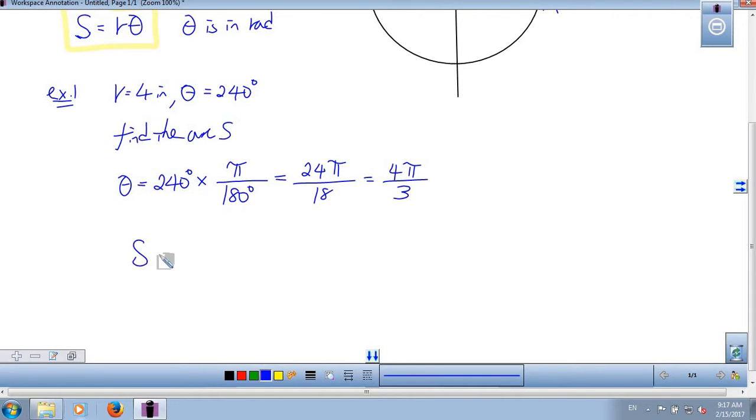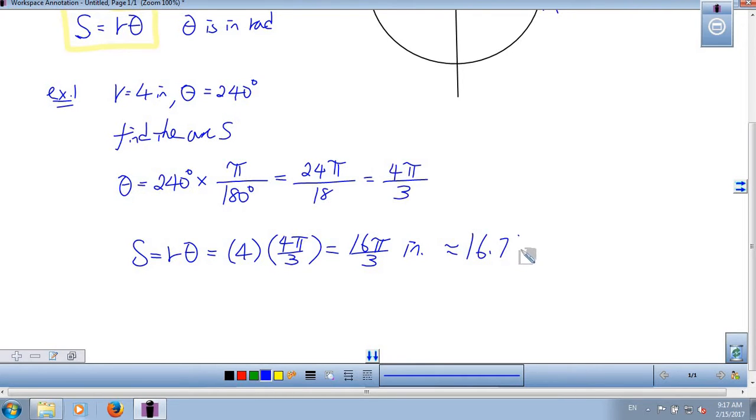Now we can use our S equals R theta equation. Let's substitute R, which is 4 inches, and theta in radian, which is 4 pi over 3. Let's multiply together. This would be 16 pi divided by 3 inches. You can leave the answer like that. That's an exact answer. Or if you want to calculate an approximate answer, you can use a calculator or use 3.14 for pi. It's about 16.76 inches, 76 hundredths of inches.